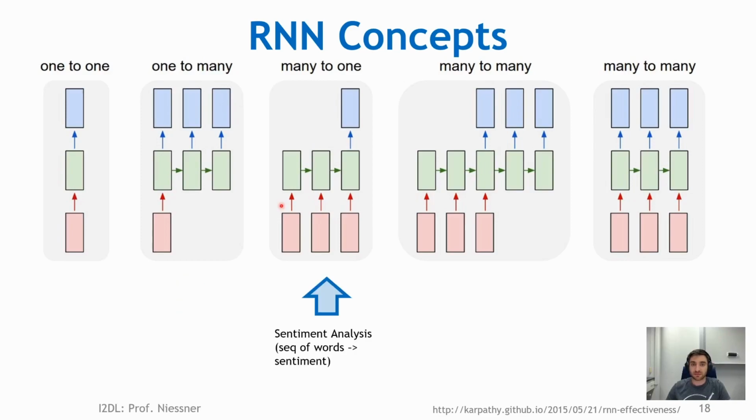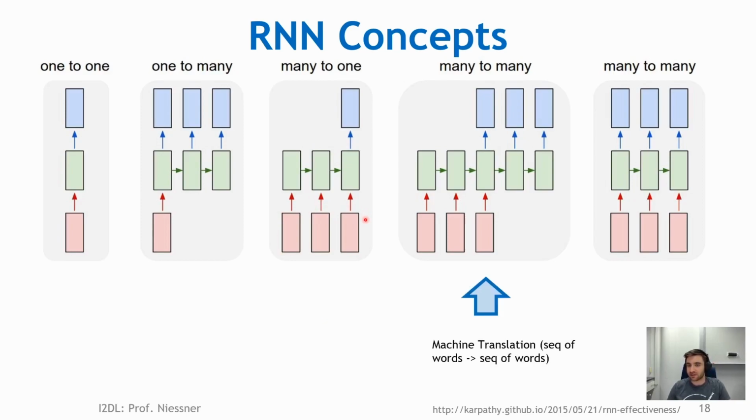The opposite would be a many-to-one relationship between the input and the output data. One example to give here is sentiment analysis, which is actually the exercise of this tutorial. Sentiment analysis has a sequence of words as input and a final classification, so a single output. And that's something which we're going to have a look at later.